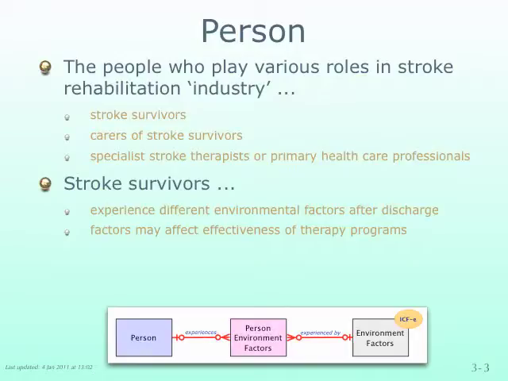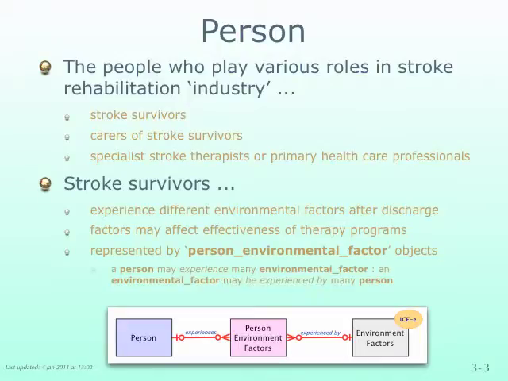So this knowledge can be expressed in the form of person environmental factor data objects and the following natural language sentence pair. A person may experience many environmental factors, and an environmental factor may be experienced by many people. These person environmental factor objects need to be recorded in the central database before the stroke survivor is discharged from hospital, so that knowledge about significant environmental factors affecting a particular stroke survivor or carer can be made available to community-based therapists who may prescribe therapies in the future.